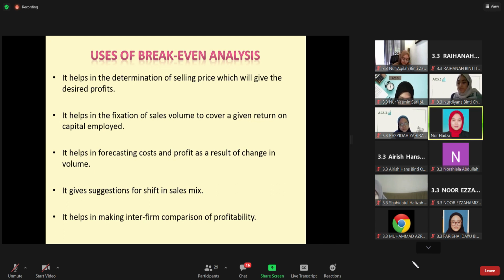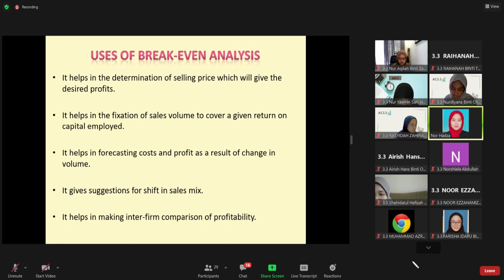To calculate how much the sales price should be in order to have a desired profit. It helps the fixation of sales volume to cover given returns on capital employed. So we would like to know how many units should be sold in order to cover back all the capital that we have invested. It is also helpful for the company to forecast how much the cost and profit will be when there is a change in the sales volume.